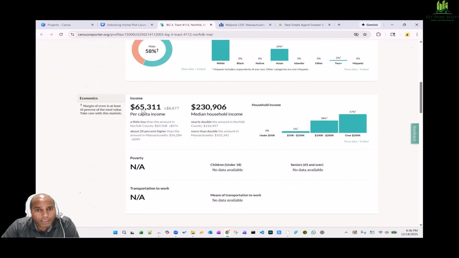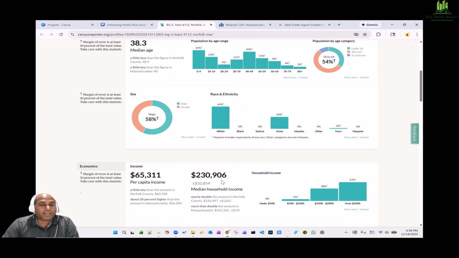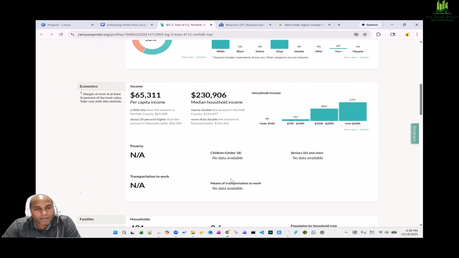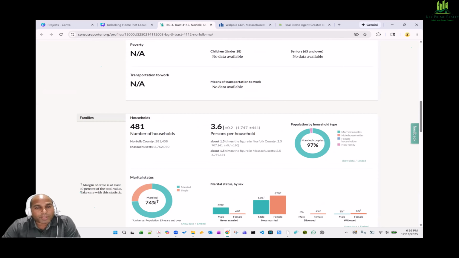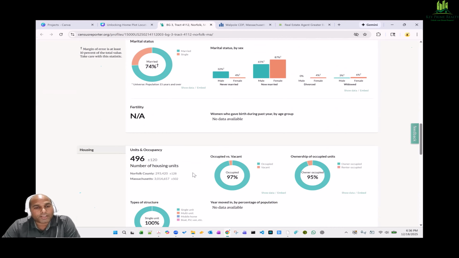And then the median income. This block, as you can see, is almost twice the town's median income. The median household income of the town is 130K, but this median income is 230K. But if you look at the per capita, it's not so great because these are bigger families. Almost all families might be four people per household, maybe two children. So that's why the per capita could be lower, but the median household is pretty strong. And then this shows there are 3.6 persons per household and 481 households, marital status, unit occupancy.